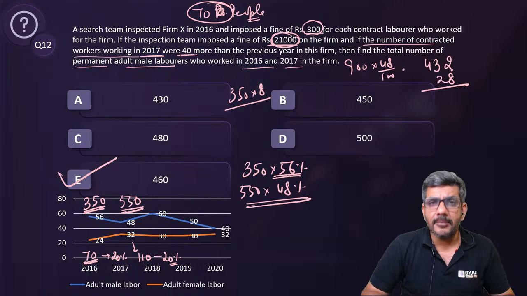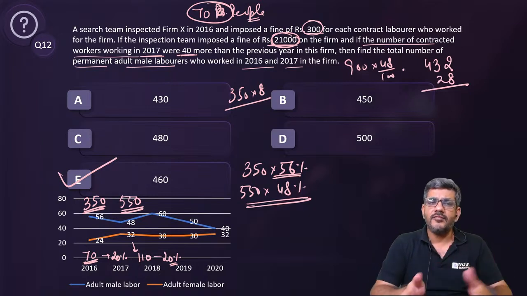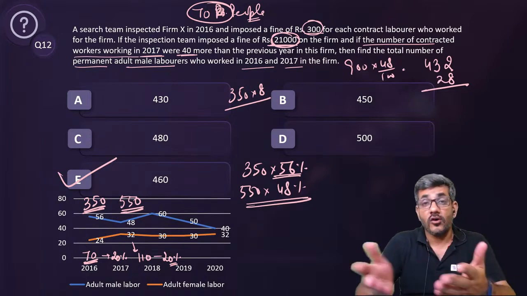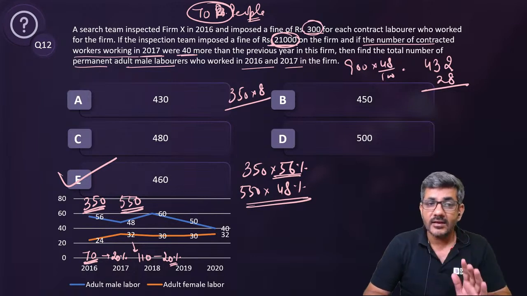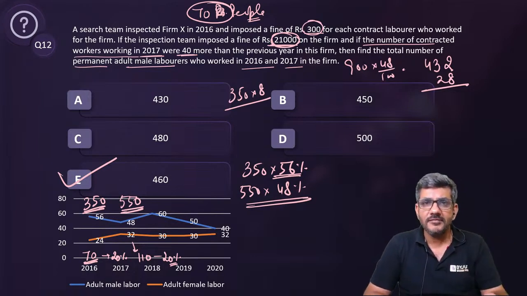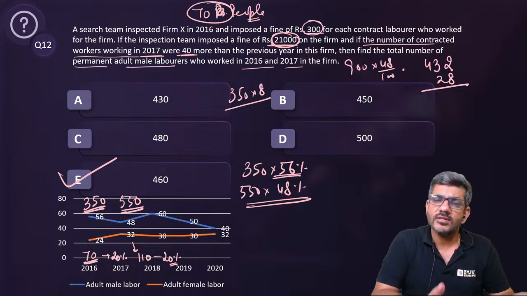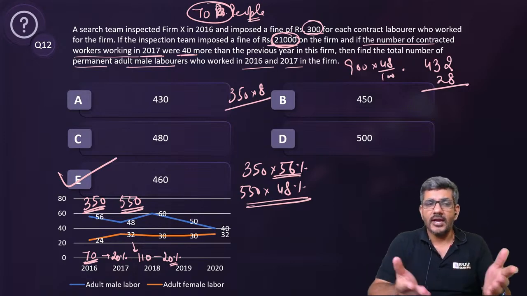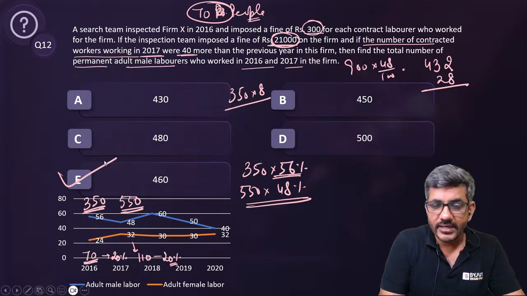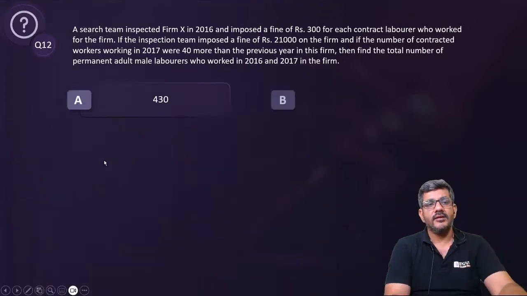I took 48% of 350 first as well. 48% of 350, 48% of 550, so it became 48% of 900, it came out easily. The remaining 8% of 350, 8 into 35 is 28, that also came out easily. So by adding them we got 460. That was the last answer of the day, which is 460.